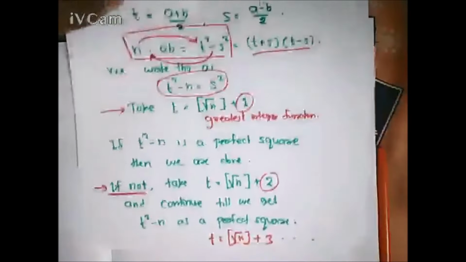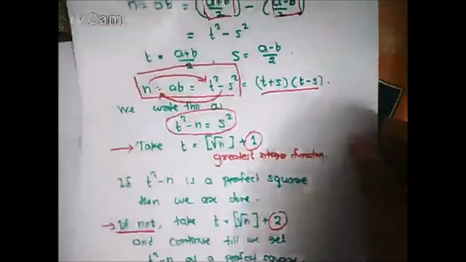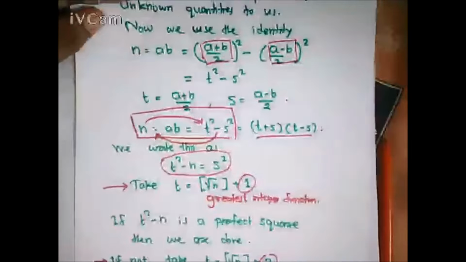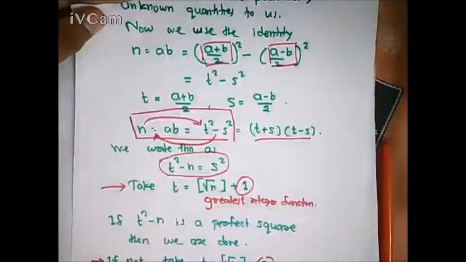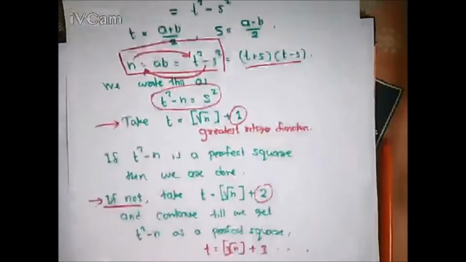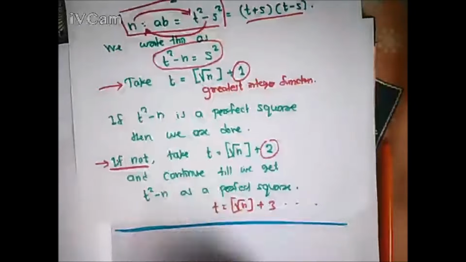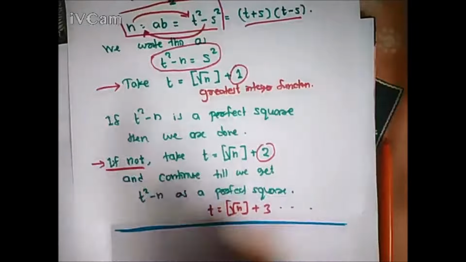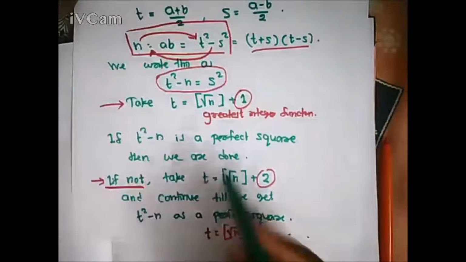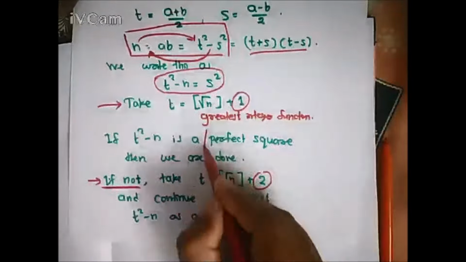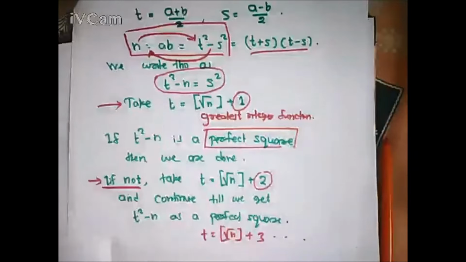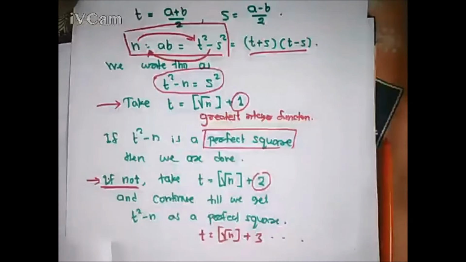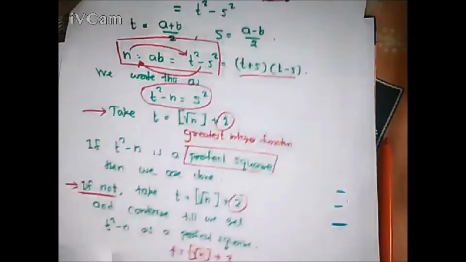Okay, everyone clear? Hello? Yes, Sir. After that, we continue up to where we get a perfect square. When we get a perfect square, the work is over. Okay. Now consider one example.